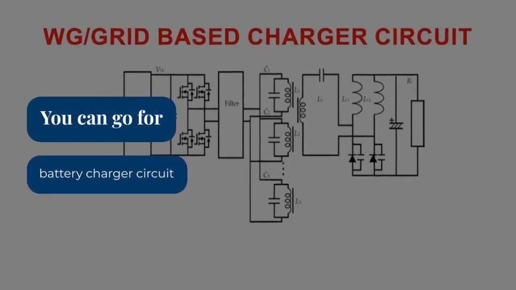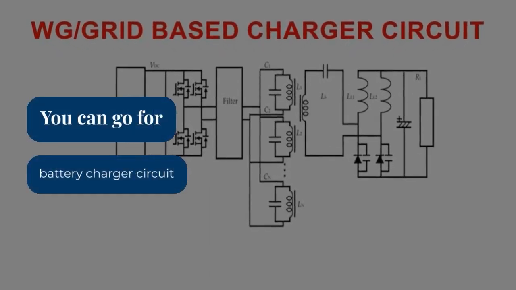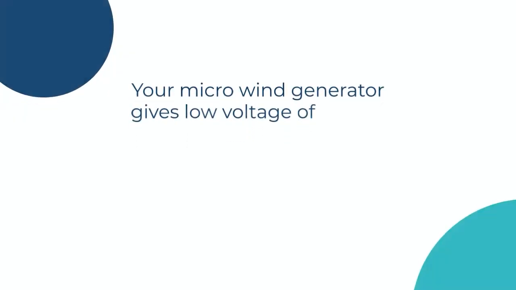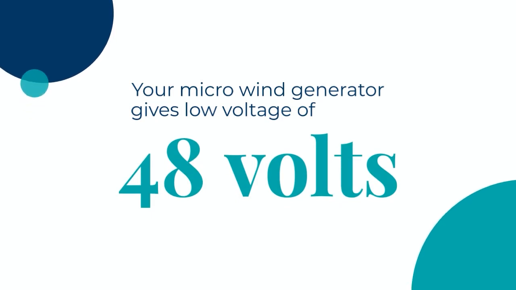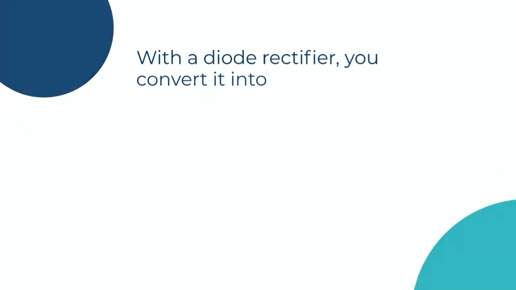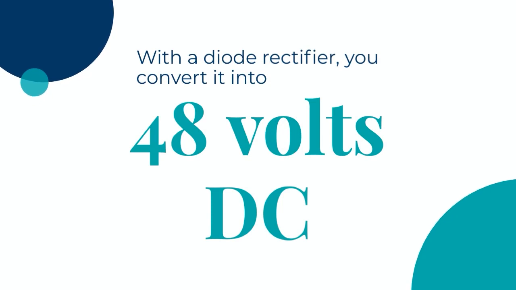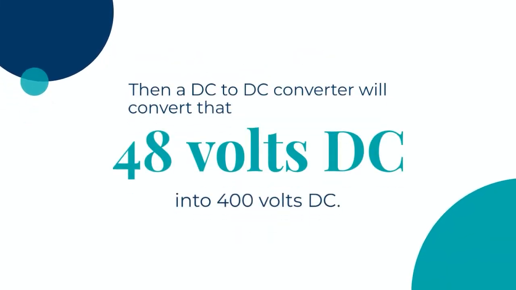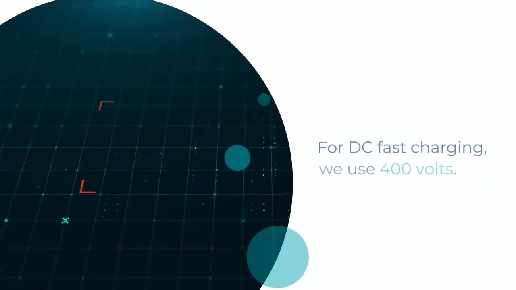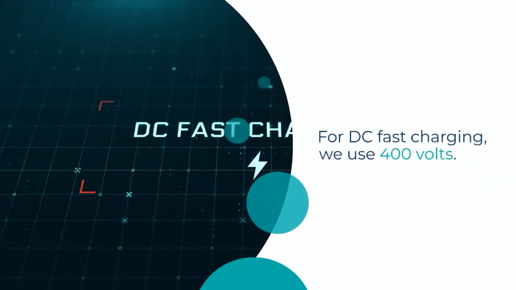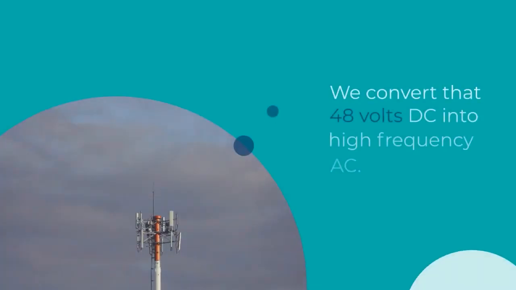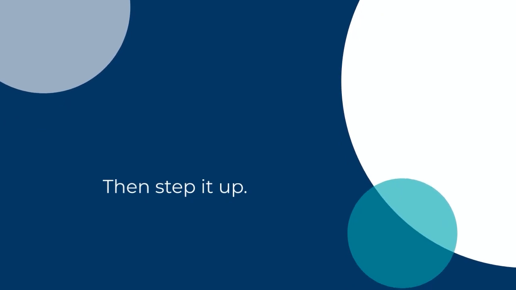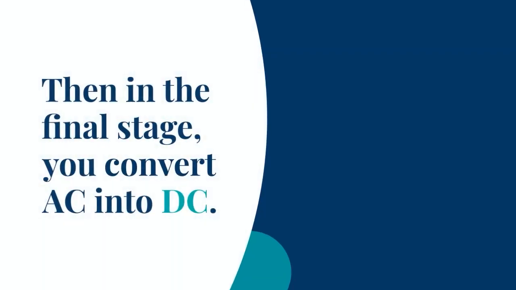You can go for battery charger circuit or wind generator based or grid based charger circuit. Your micro wind generator gives a low voltage of 48 volts. So with a diode rectifier, you convert it into 48 volts DC. Then a DC to DC converter will convert that 48 volts DC into 400 volts DC. For DC fast charging, we use 400 volts. How do we do that? We convert that 48 volts DC into high frequency AC, then step it up. Then in the final stage, you convert AC into DC.